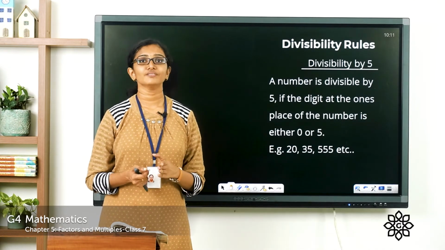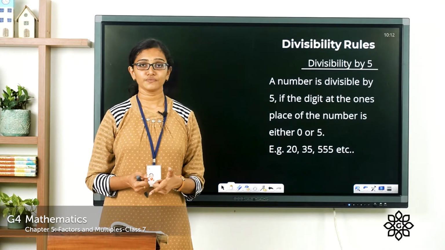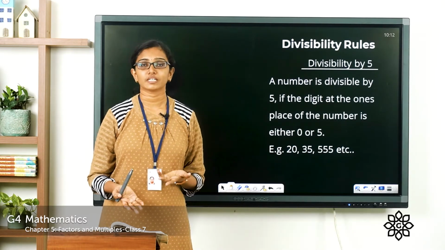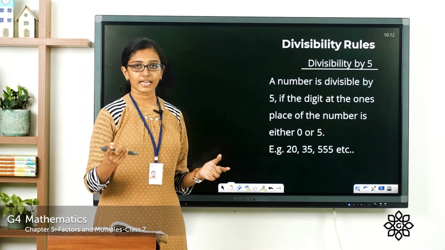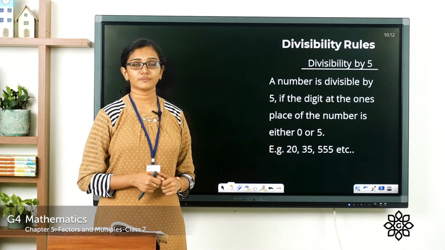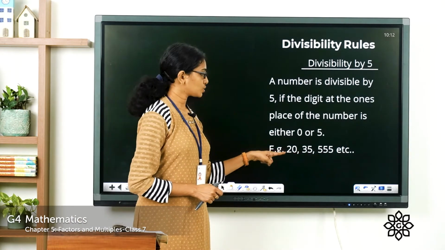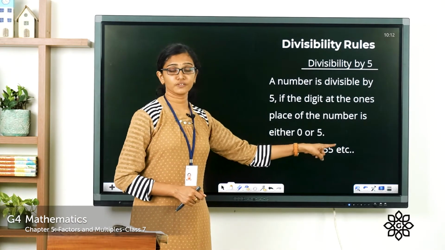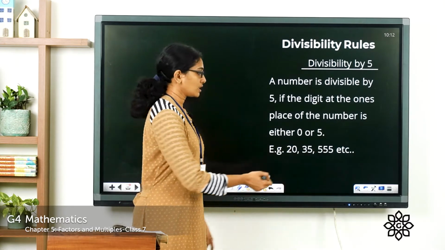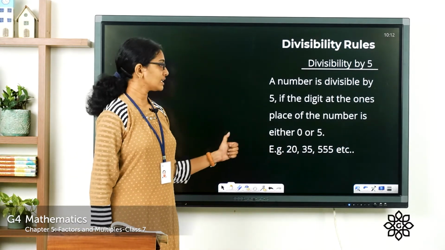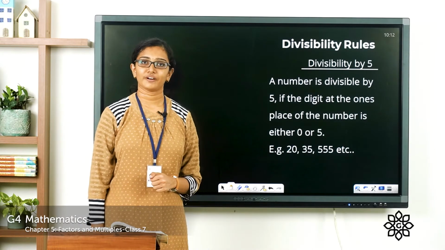1 5s are 5, 2 5s are 10, 3 5s are 15, 4 5s are 20. See, either 0 or 5 is repeating. Clear? So, if a number has either 0 or 5 in their ones place, it will be divisible by 5. See these examples: 20, 35, 555. All these numbers have either 0 or 5 in their ones digit, and these numbers will be divisible by 5.